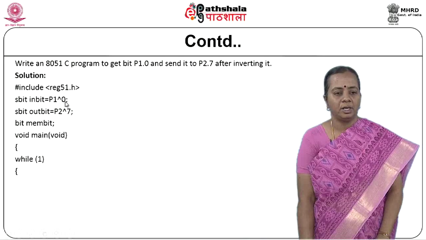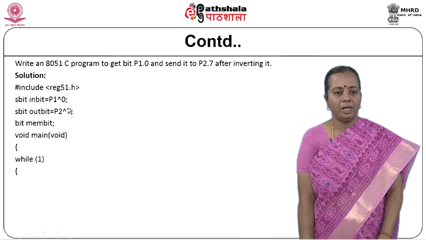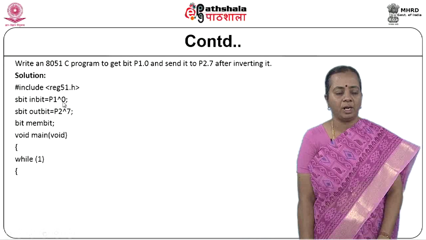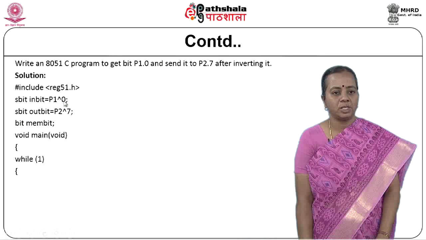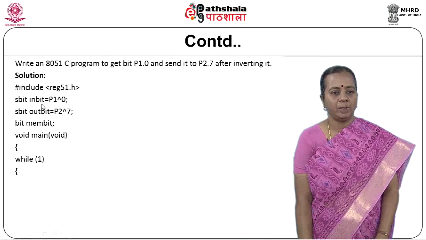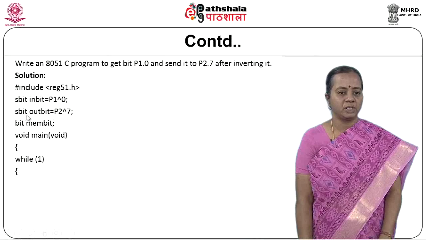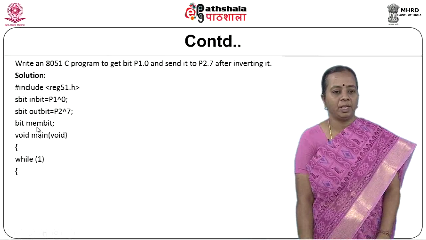While I want to access this particular pin, I am in a position to declare it as sbit: in_bit is equal to P1 to the power 0, which says that P1.0 is given the name in_bit, and it is of the data type sbit. In the same way, P2.7 is also given as out_bit, and it is of the type special function register bit. So sbit is the keyword with which these two are declared. And the bit variable is mem_bit.